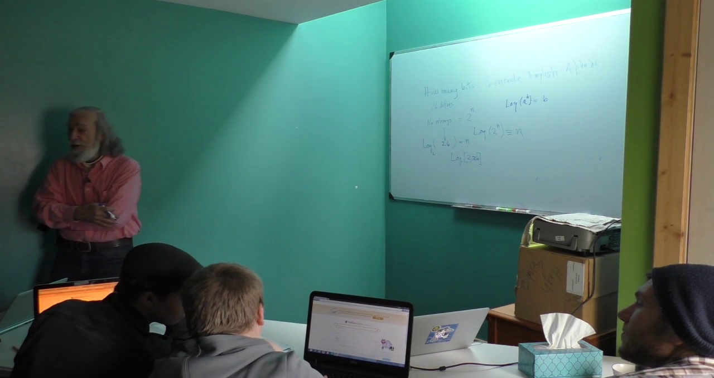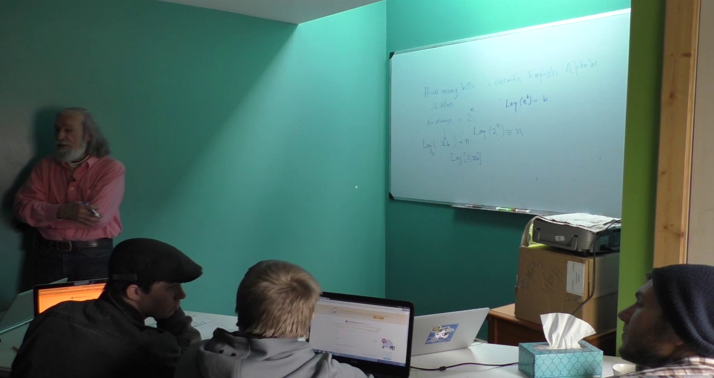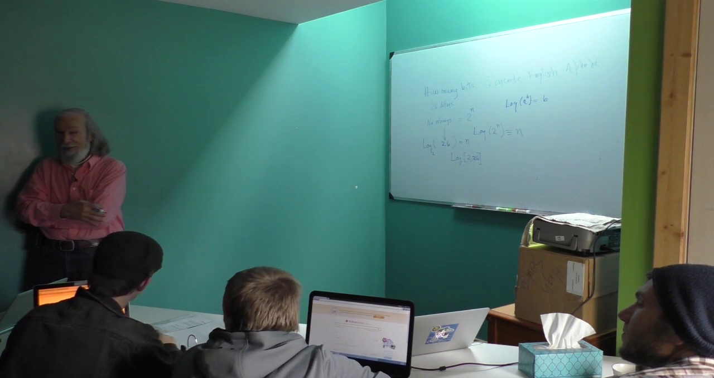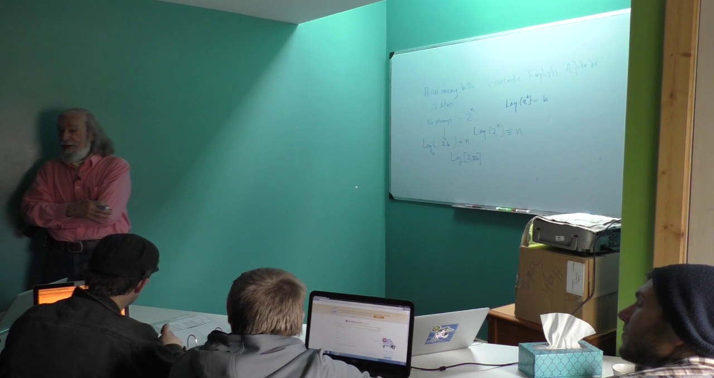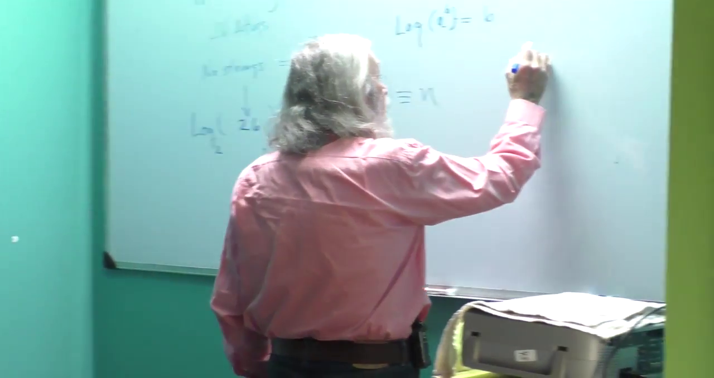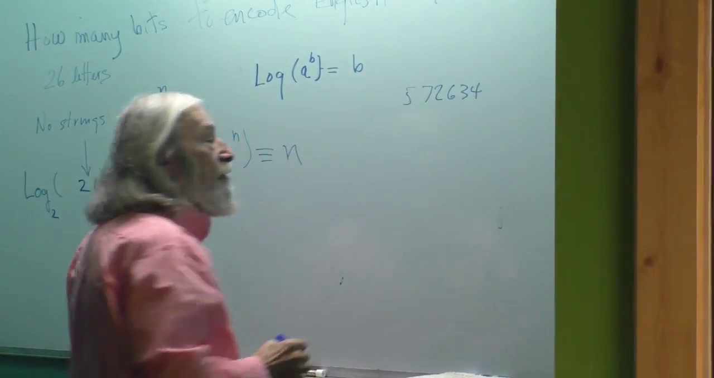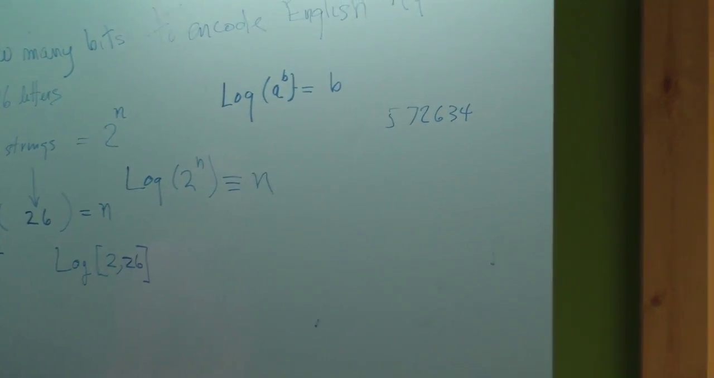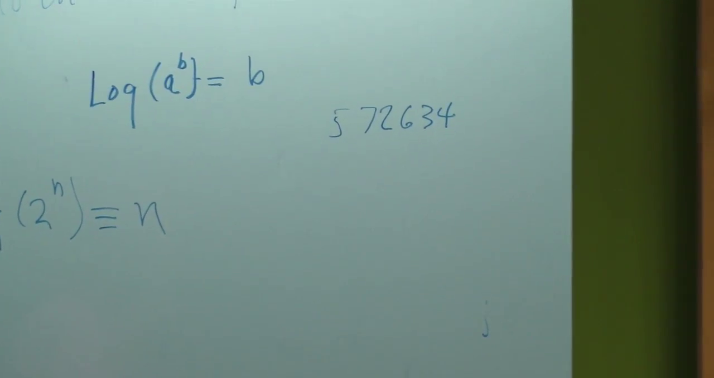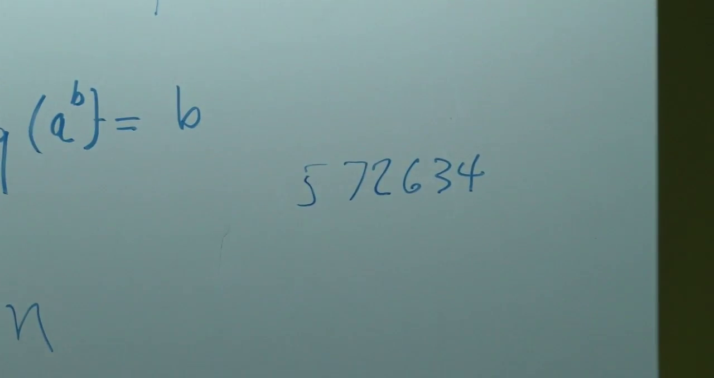Okay. Now here's something I would like to ask you all to remember for the rest of your lives. Whenever you see a logarithm, and you want to know what the log of that number is, count the number of digits of the number. That's about what the log is. It won't be exact. So if we have a number like 572634, can you see that? What's the log of that?